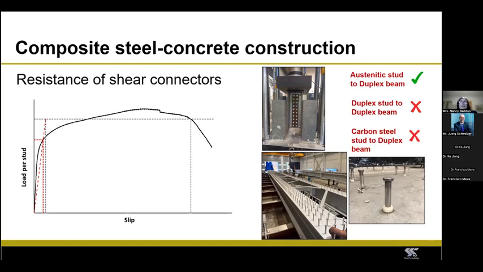Working with the University of Southampton, recently there was a program of push-out tests carried out, with duplex stainless steel plate and austenitic stainless steel shear studs in comparison with carbon steel shear studs. And they showed excellent results. Austenitic stainless steel shear connectors are well able to provide the ductility required for plastic design. And you can calculate their resistance using the same equations that you currently use for carbon steel.